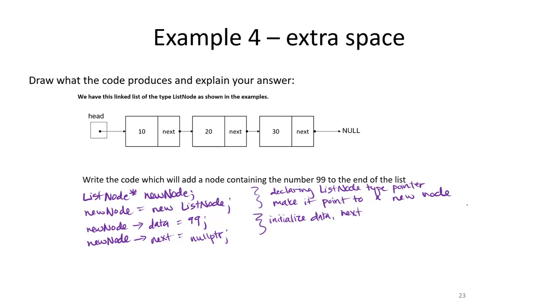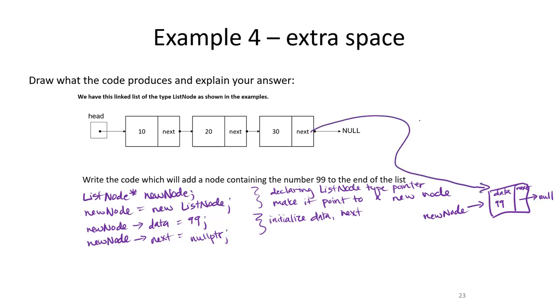So basically, this code has allowed us to create a pointer, new node, that contains the data value 99, and then next is pointing to null. Finally, our last step is to connect. We want to attach this node to the end of our list by taking our third node in head's list and making this next pointer point where new node points.